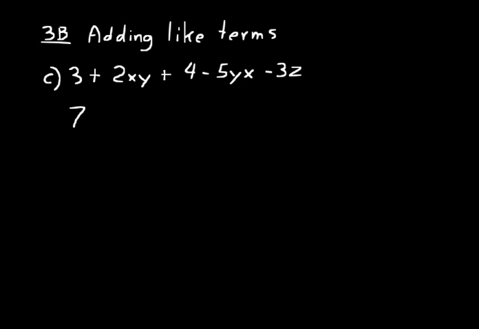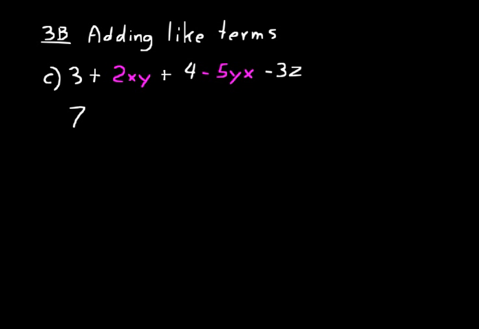Now let's look for some other like terms. Well, we have a 2xy and a minus 5yx and then a minus 3z. Well, xy and yx, that's the same thing, right? Order does not matter in multiplication, and in a term like 2xy, everything's a factor, right? It's really 2 times x times y, or 2 times y times x. So either way, order doesn't matter in multiplication. And so the two terms I have highlighted there, those are like terms.